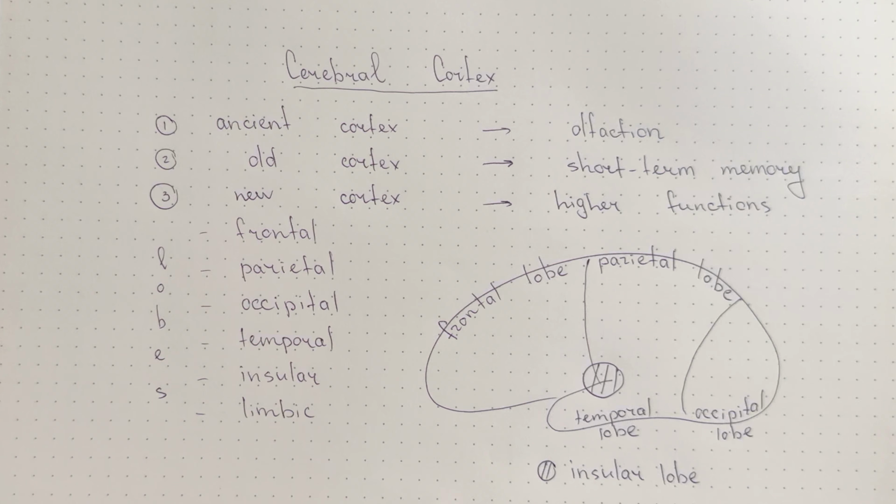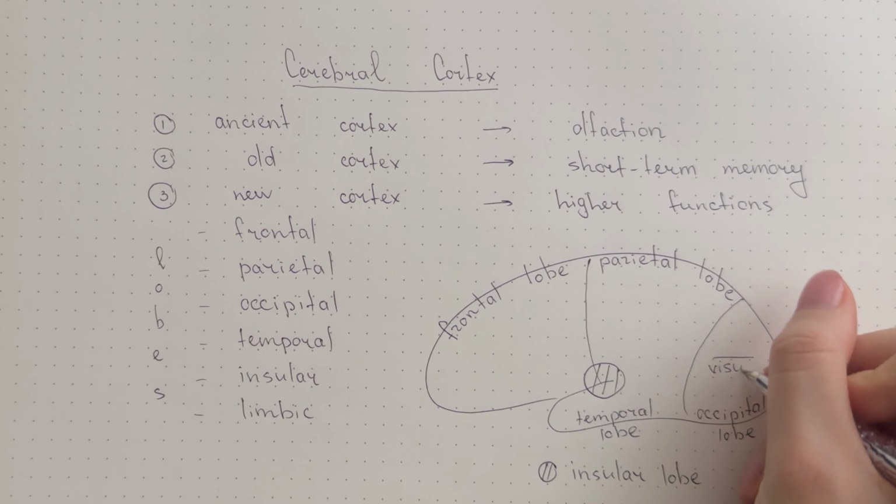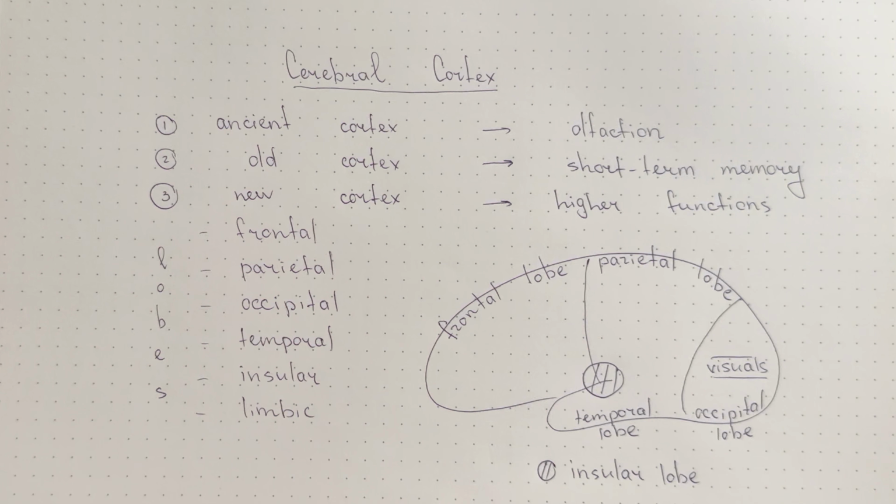If we schematically describe the functions of the cerebral cortex, the picture will be as follows. There is the occipital lobe. It is the visual cortex. It is our video card, and it is located in the back part of the head.